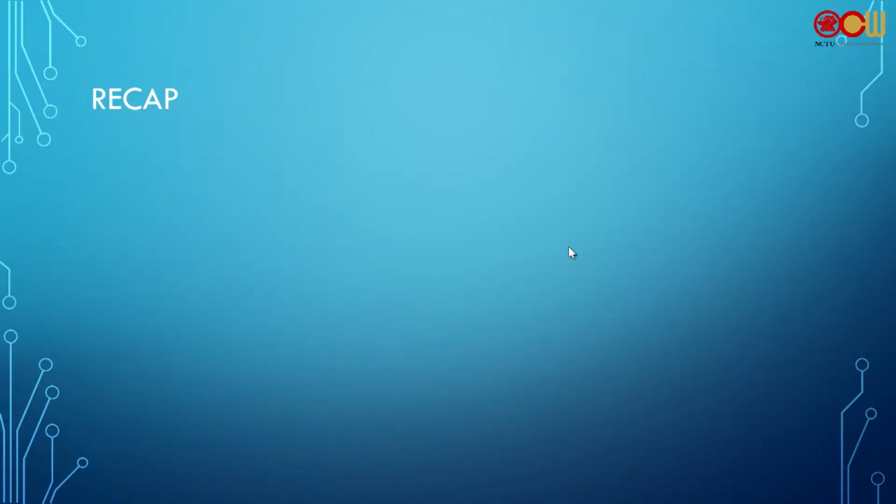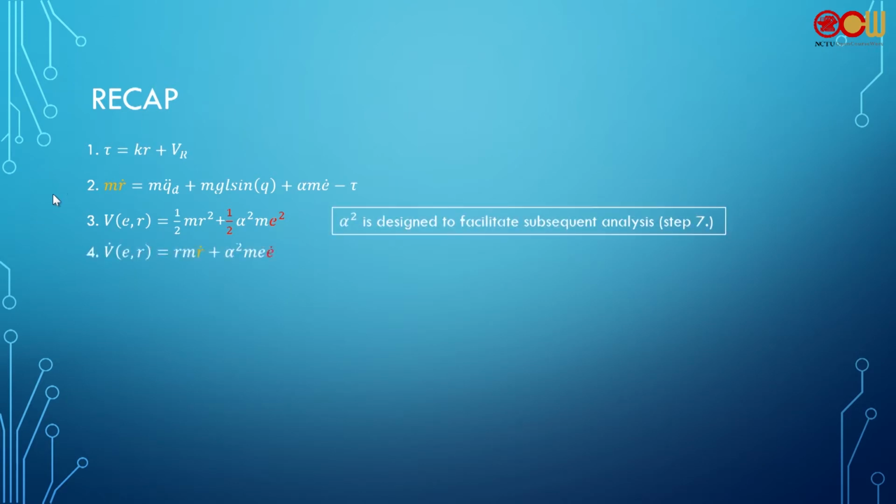Let's do the recap. First, we design a controller that comes with a feedback term and a robust term, and here's the open loop dynamics, and the control input tau is here. We design a Lyapunov function and take the time derivative. Now you try to find the access to substitute your controller. The access is M r dot, and that's in here. So this term gives you the access to substitute the control input tau.